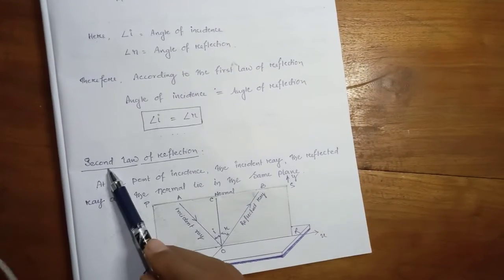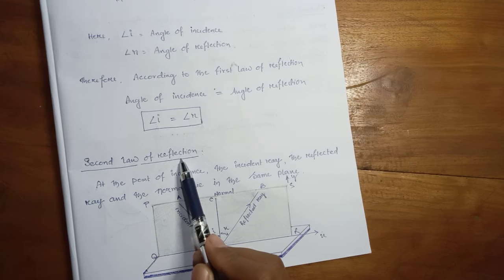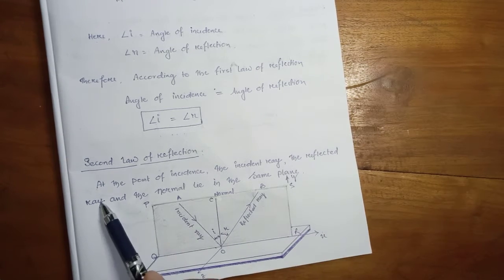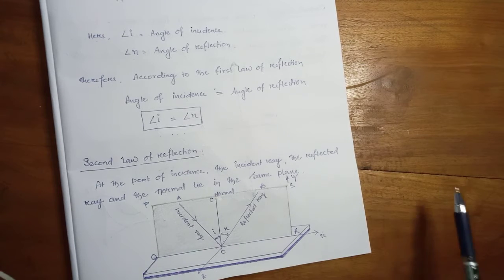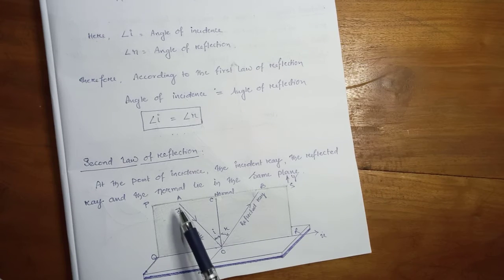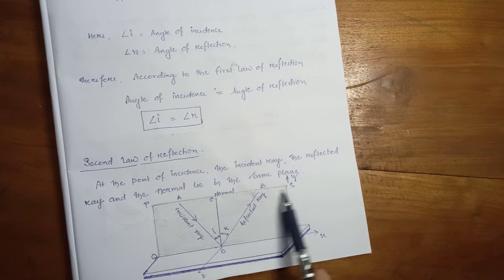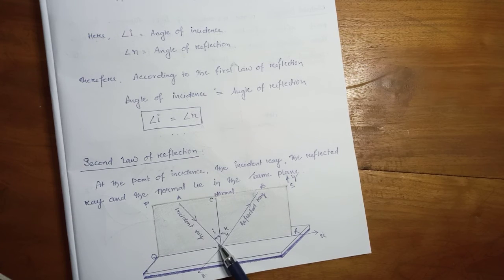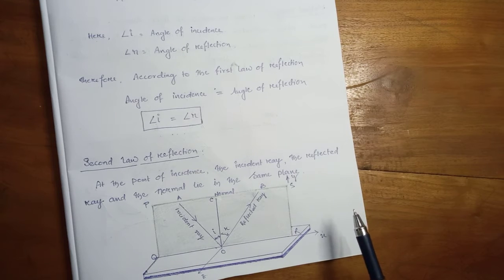Now, the second law of reflection. At the point of incidence, the incident ray, the reflected ray and the normal lie in the same plane. So as you can see in this figure, I have drawn one plane. The plane is PQRS. So in this plane, the incident ray, the reflected ray and the normal should all lie in the same plane. Okay, so this is the second law of reflection.